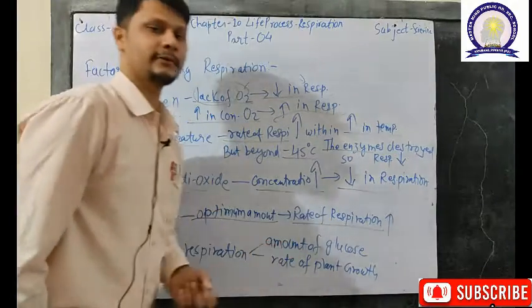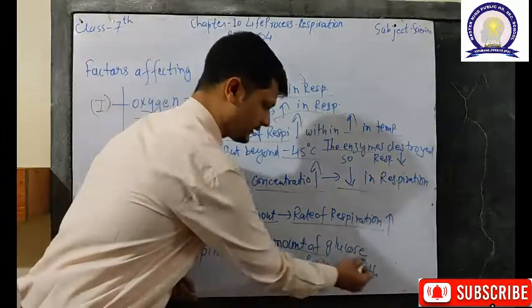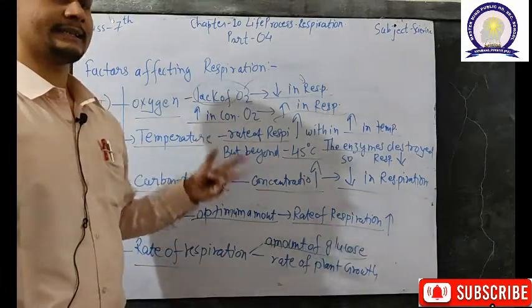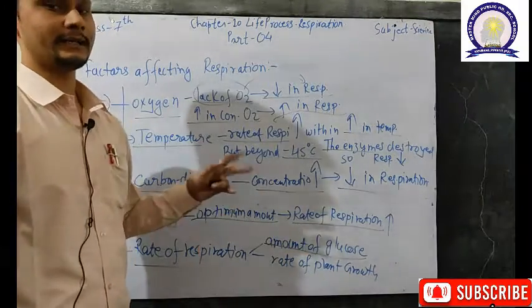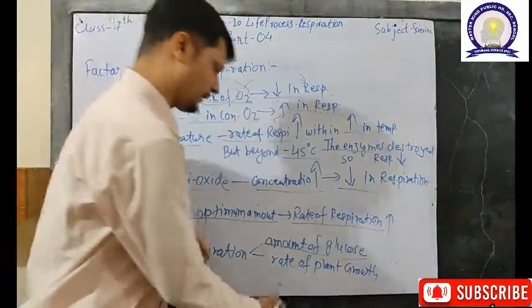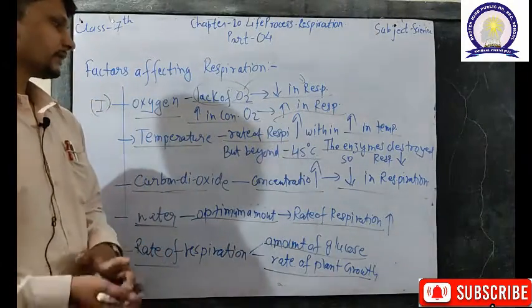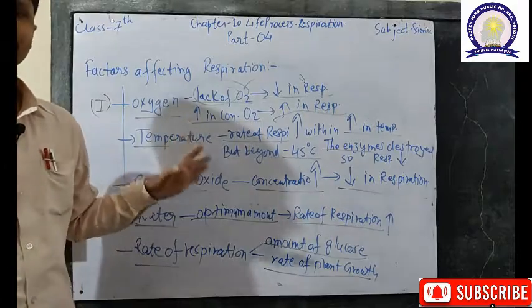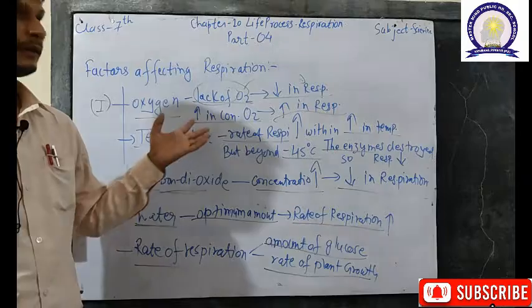Apart from these factors, in the case of plants, the amount of glucose present inside the particular organism also affects the rate of respiration. And in plants, the rate of plant growth also affects the rate of respiration. So these are the various factors that affect the rate of respiration in various organisms, plants, animals, all.